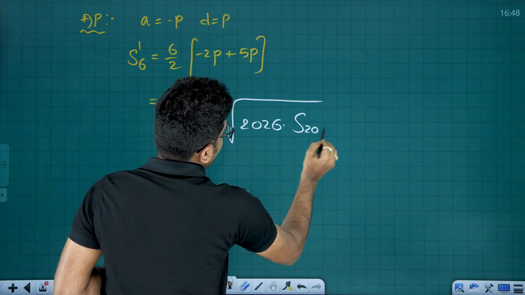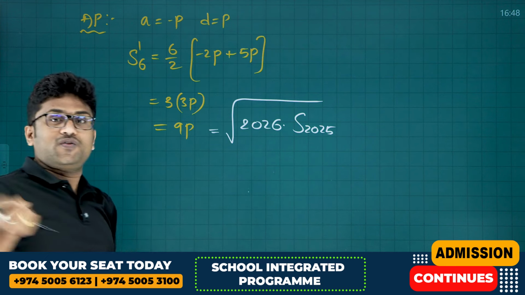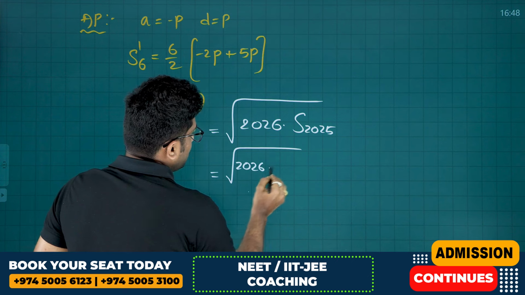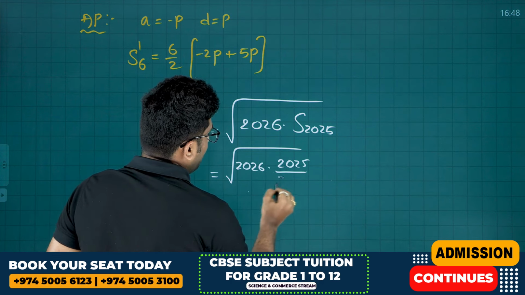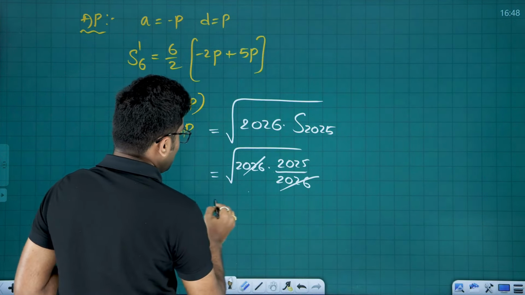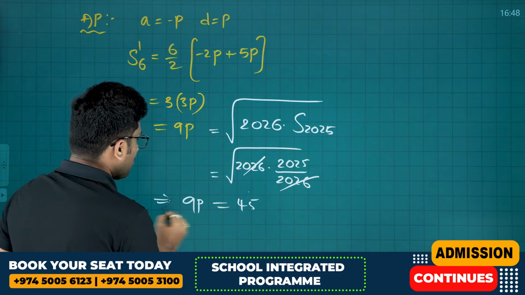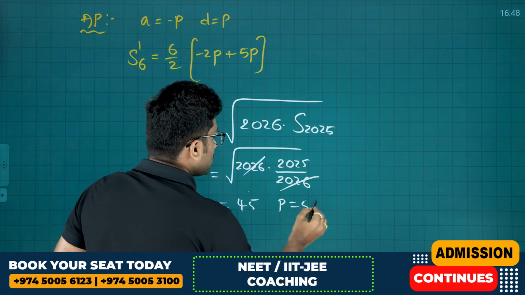What is our S2025? Which is 2025 by 2026. So this is equal to root 2026 into 2025 divided by 2026. The 2026 gets cancelled, which is equal to 45. Therefore 9p is equal to 45. P is equal to 5, friends.